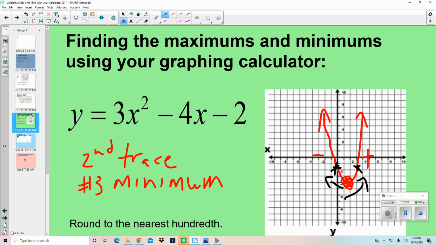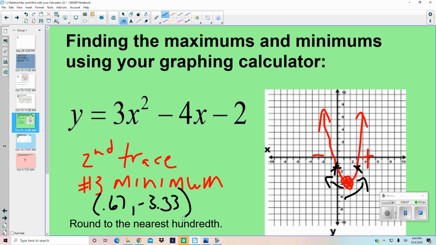So we already had it over here. Now we're going to move it over to the other side and press enter again once you've moved it. And it doesn't matter how far. And then anytime it says guess, you press enter again. When you do that, it goes right to the minimum. And then in Delta Math, they're going to ask you to round to the nearest hundredth. So right here, I would have 0.67 is my x value, and negative 3.33 is my y value.